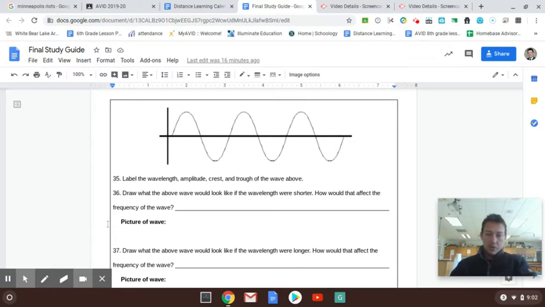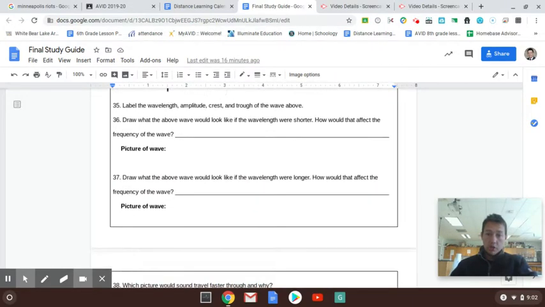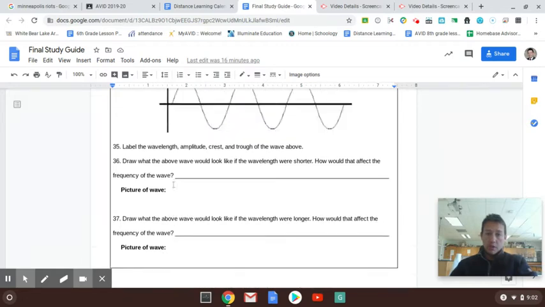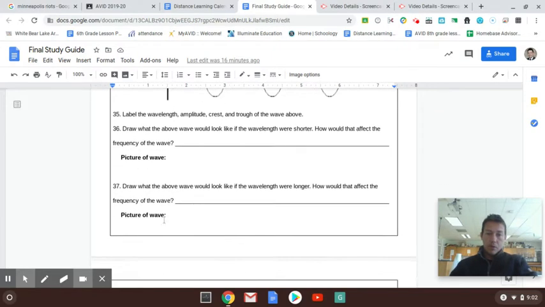Okay, number 37. Draw what the above wave would look like if the wavelength were longer. How would that affect the frequency of the wave? So if I were to grab this and stretch it out, that would be a longer wave. So if I drew a picture of it, it would be really long like that.